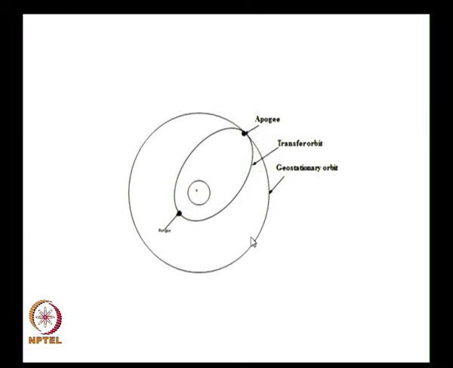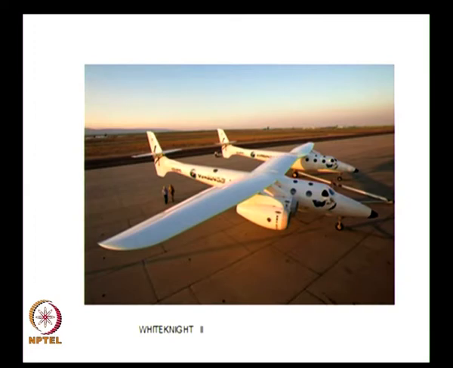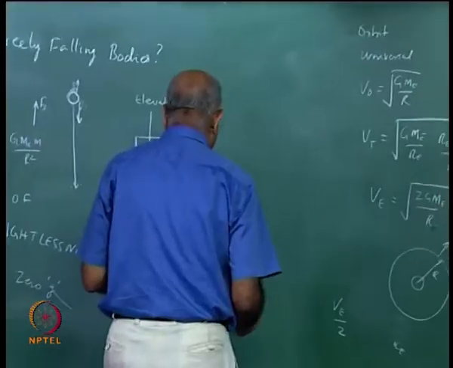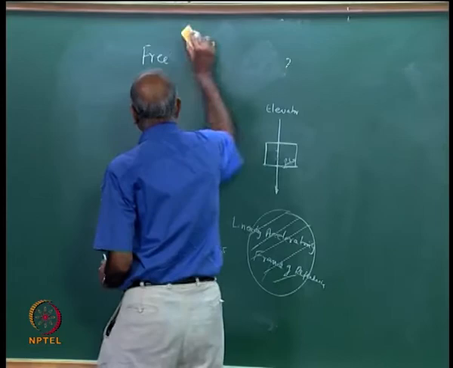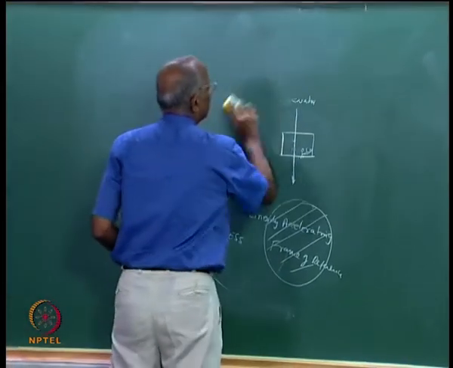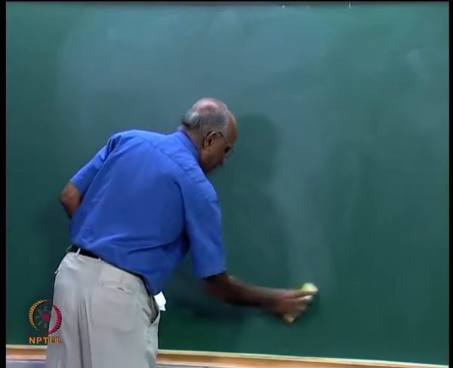Well, these are the different orbits and it is time for us to do a problem, and I take a problem which is related to a recent rocket. You know, a person by name Sir Richard Branson. I thought let us do a problem which has some practical relevance.